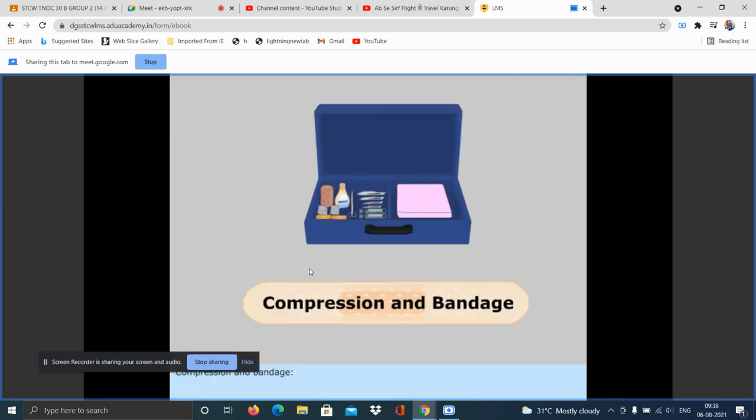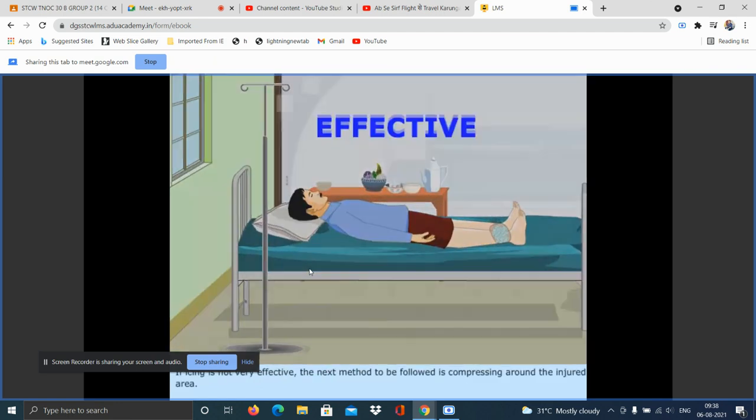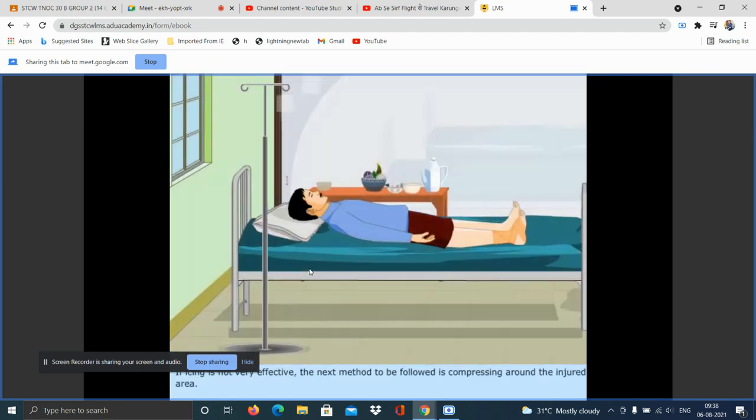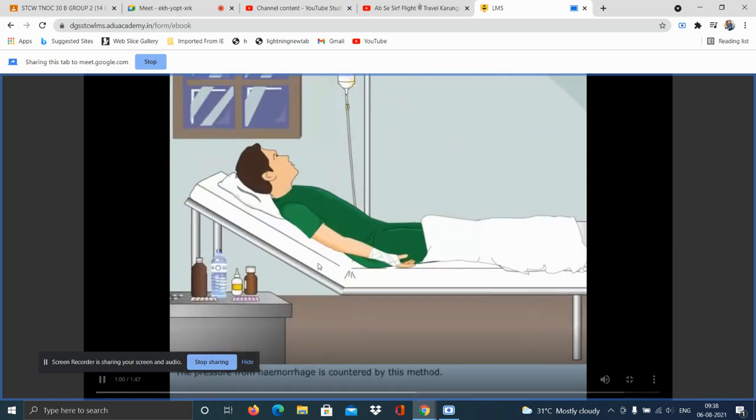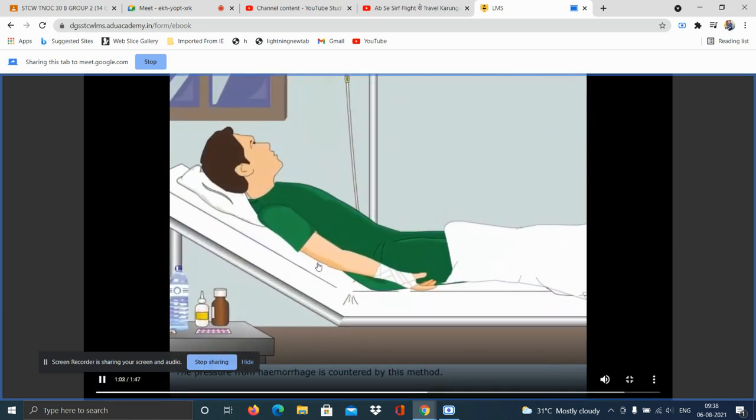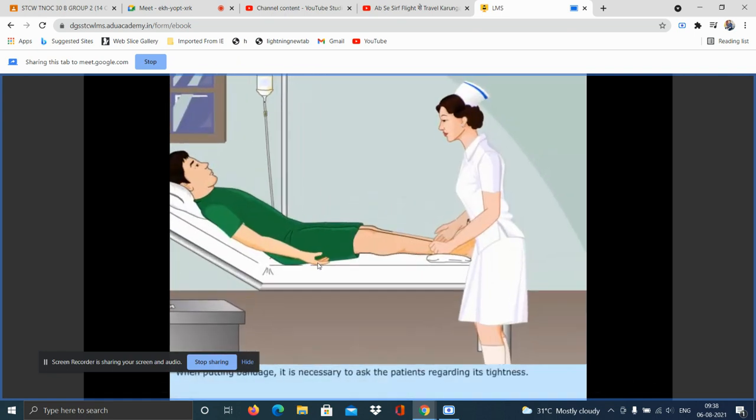Compression and bandage. If icing is not very effective, the next method to be followed is compressing around the injured area. The pressure from hemorrhage is countered by this method. This also helps in reduction in pain and swelling. When putting a bandage, it is necessary to ask the patient regarding its tightness.